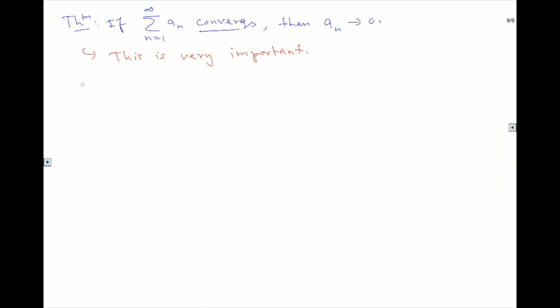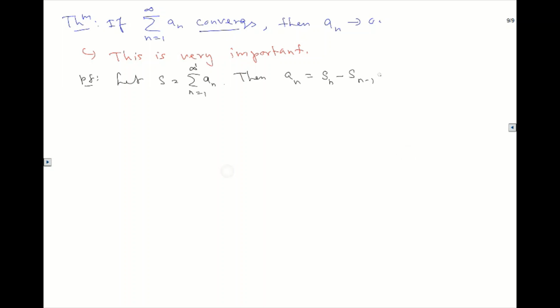So let's look at the proof, how this works. Let S equal the sum of the infinite series. Then what is an? Then an is the sum up to n terms minus the sum up to n minus 1 terms. So an means you sum up to n minus sum up to n minus 1. Now, we know that the series converges.